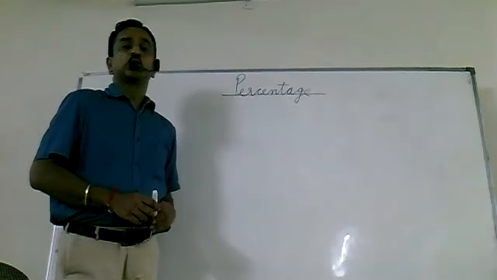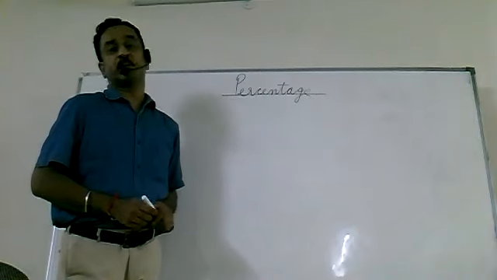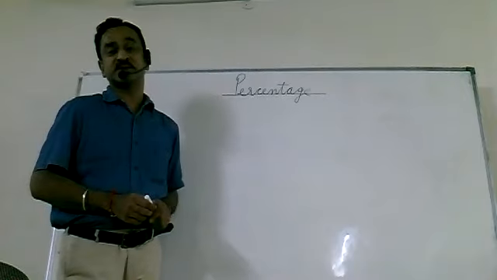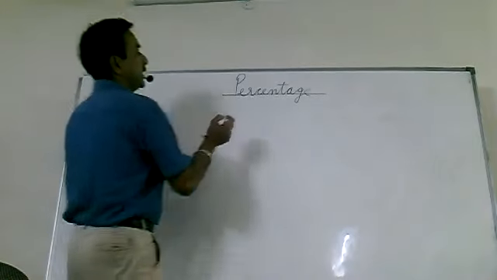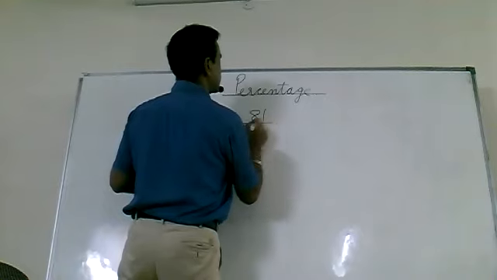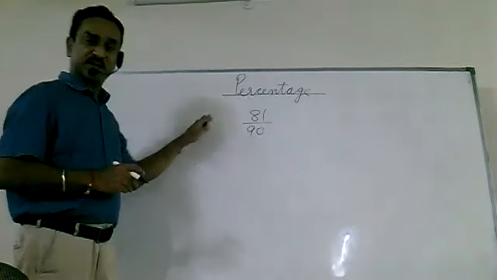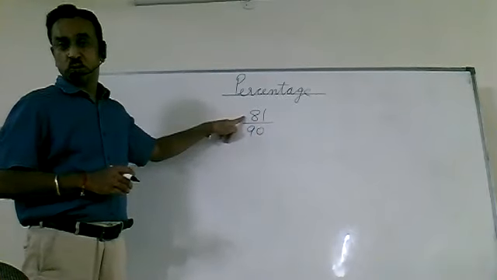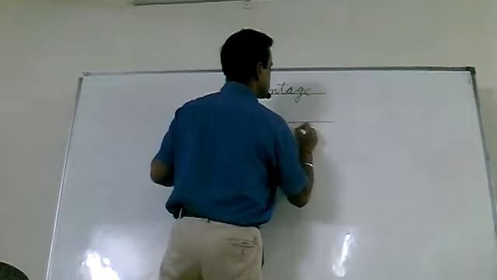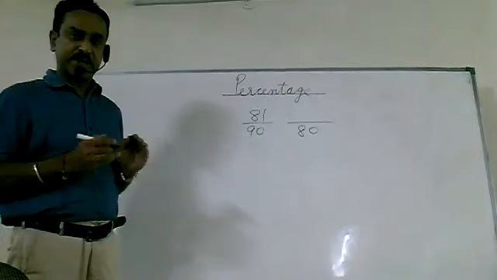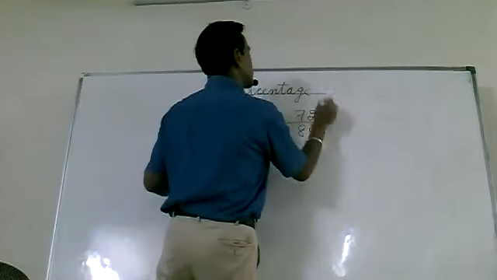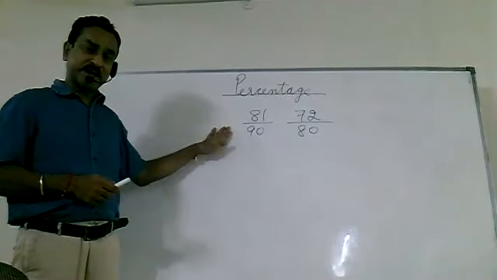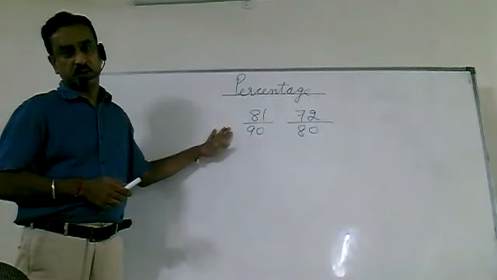Hello friends, today we are learning the concept of percentage, which we have to study in class 7 and class 8. So if I tell you a student scored 81 marks out of 90 marks, the maximum marks were 90 and this student scored 81. In another school, the maximum marks were 80 and the student scored 72 marks out of 80. Now, if I ask you which student has performed better, right?